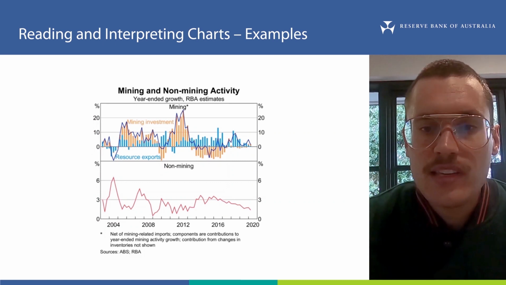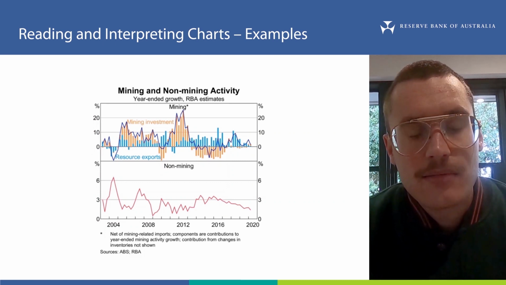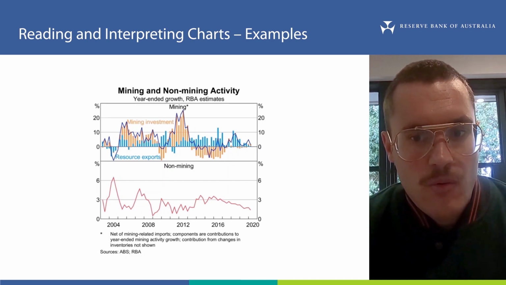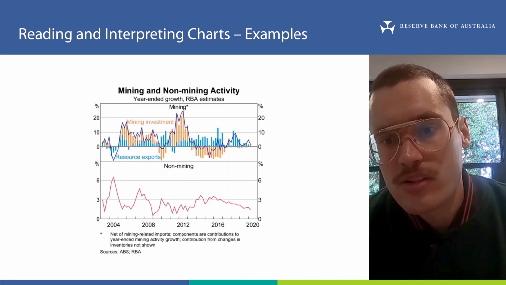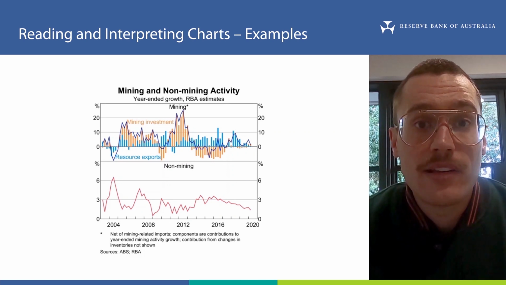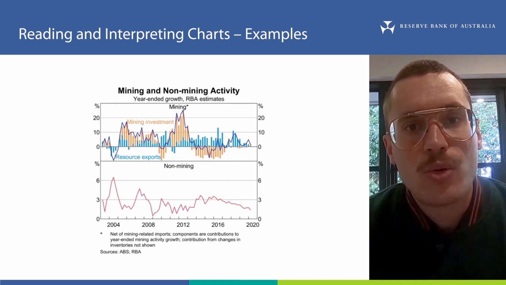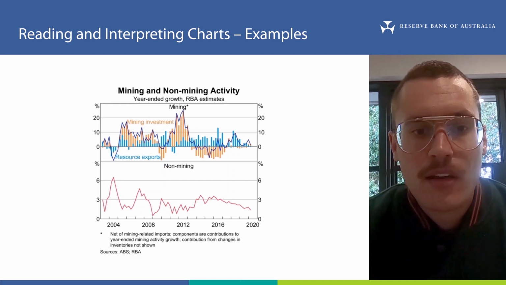For instance, you can see that growth in the non-mining sector is much smoother than the mining sector, even with the smaller scales on the y-axis. One observation that we could make is that the mining sector is much more volatile, or in other words, growth moves around a lot more than the non-mining sector.